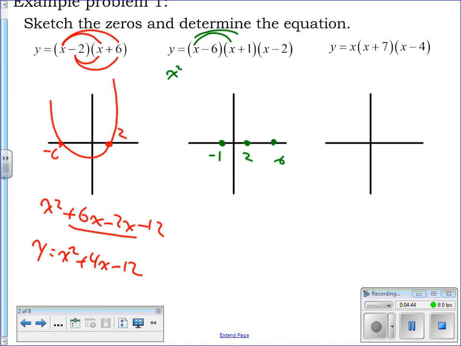x squared plus x minus 6x minus 6, which gives us for this first part x squared minus 5x minus 6. That is strictly just the first two multiplied together. Now I need to take this times the last term, x minus 2. How do you do that? I hear you asking. Very easily, I answer.